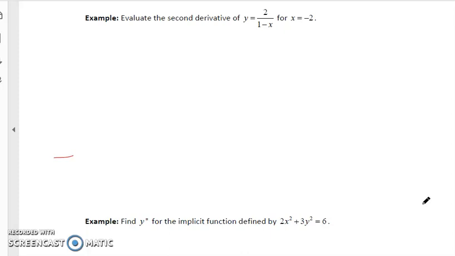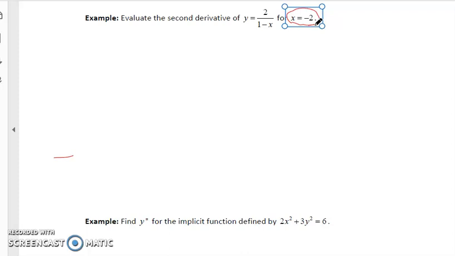All right, so here's this example. Y is equal to 2 divided by 1 minus x. You have to get the second derivative, and then once you find the second derivative, oh, look at this. You have to replace x with negative 2 in the second derivative, not the first, the second. And that's done a lot in calculus, actually.